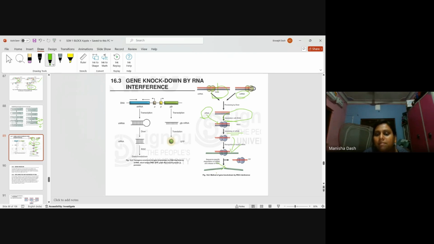So no mRNA means there will be no protein. So this is what is called a knockdown. Okay, so knockdown means the gene is there, but you are blocking the expression of the gene. Similarly, here also the same thing can be done.